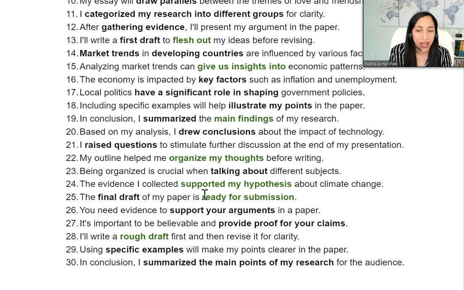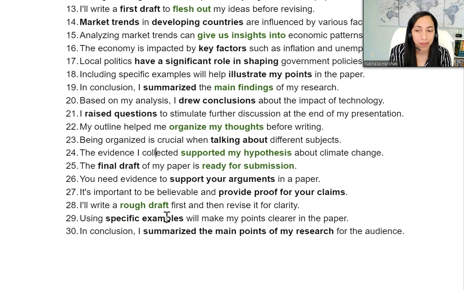The evidence I collected supported my hypothesis about climate change. The final draft of my paper is ready for submission. Remember, submission is when you send something to somebody. For example, you are a student, and if you submit your work to me, you are sending me your homework because you want me to correct it, right? So that's called submission. You need evidence to support your arguments in a paper.